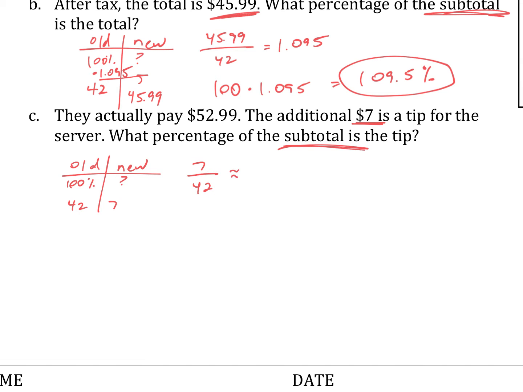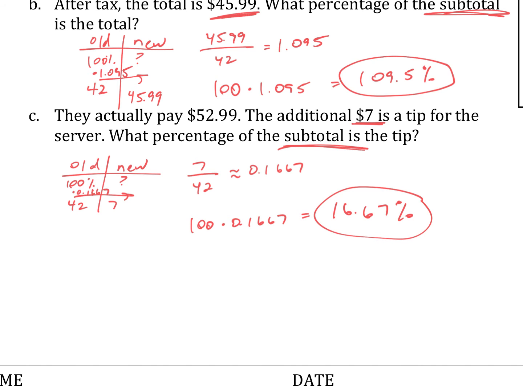And that's approximately 0.1667. It's a repeating decimal, so you just round. So I'm going to multiply by 0.1667. So 100 times 0.1667 is 16.67%. So it's about 17% is what they paid.